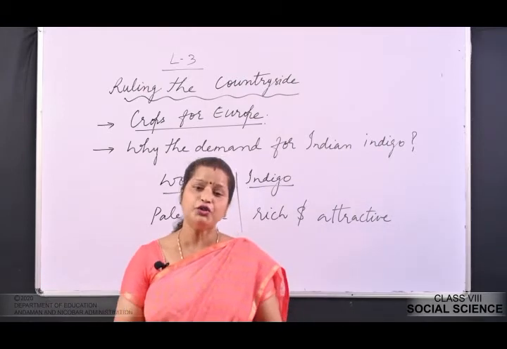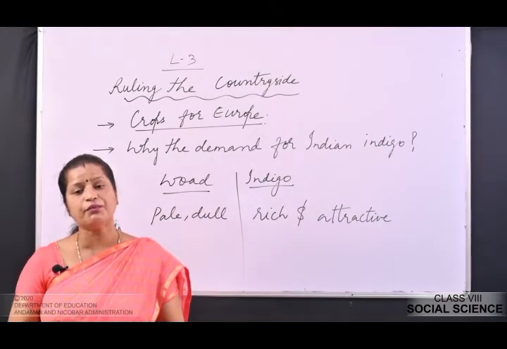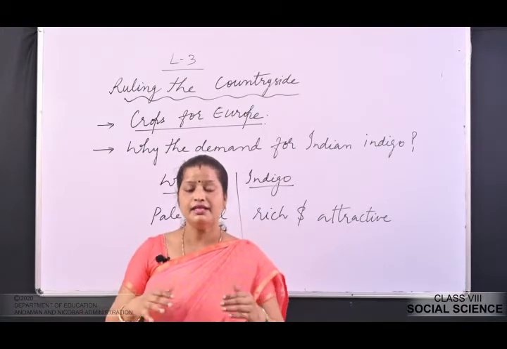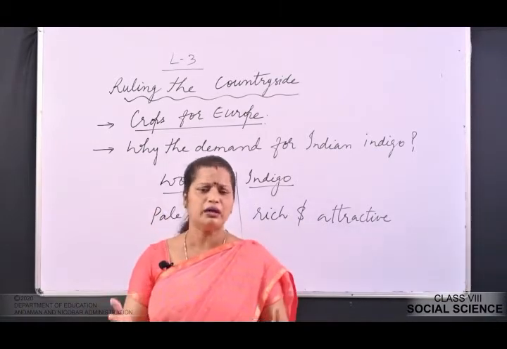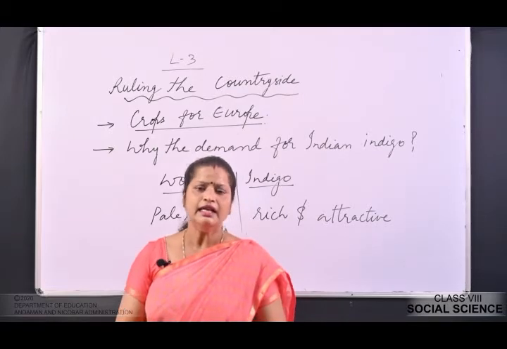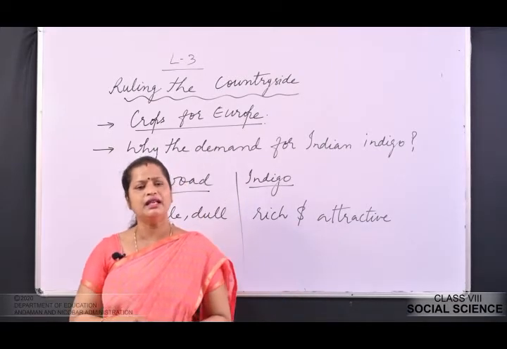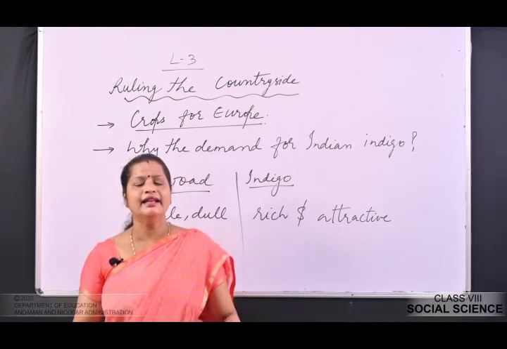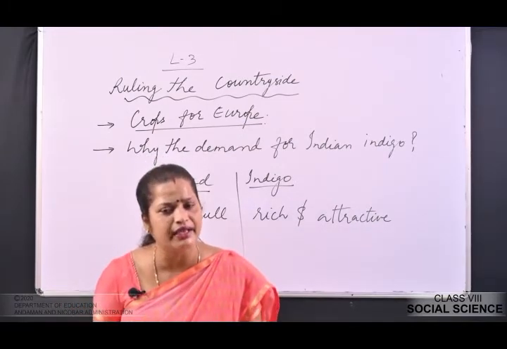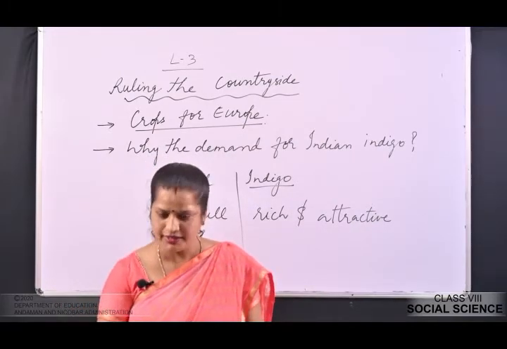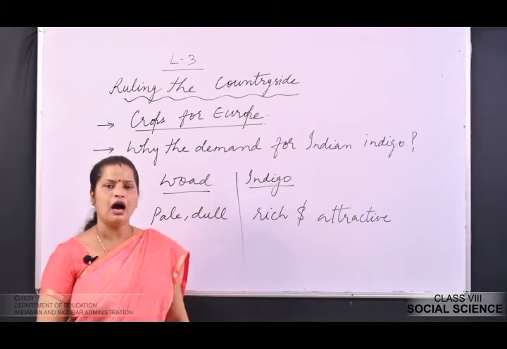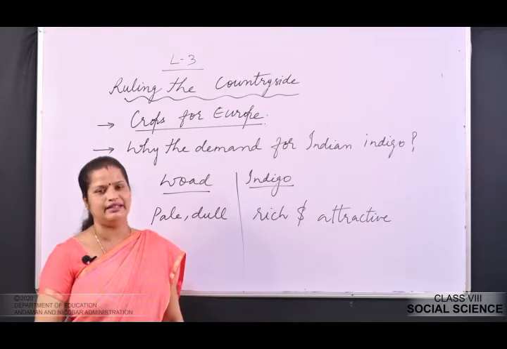Those who had no money to produce indigo could get loans from the company and the banks that were coming up at the time. This means that those who had no money were very easily given loans at low interest by the company, so that they could invest and do their indigo business. Understood? Now we will see how indigo was cultivated.